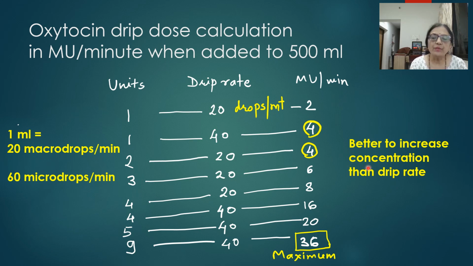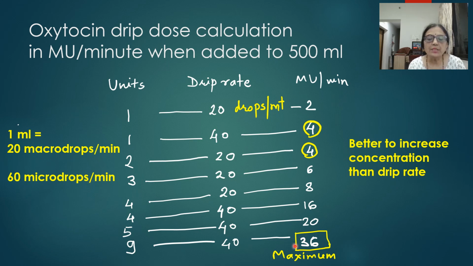These are the patients where if you keep on increasing the drip rate from 20 to 40 and from 40 to 80, the patient will end up in pulmonary edema. So to prevent pulmonary edema, instead of increasing the drip rate to increase the dose, we should be increasing the concentration of oxytocin. We should be adding more units here. Again, 1 ml equals 20 macrodrops per minute or 60 microdrops per minute.